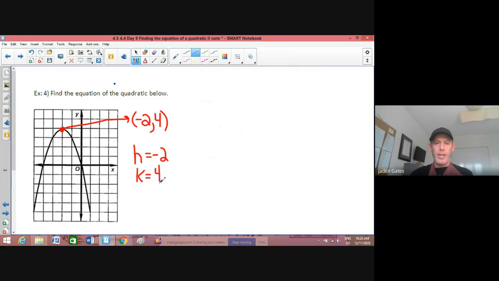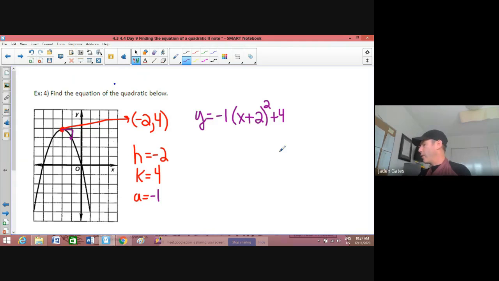But again, we've got to find the elusive A value. All right, so I go back to my vertex, see what happened here. So I went over 1 and then down 1 to get to my next point. So over 1, down 1, that means A is -1. All right, so now writing the equation of my parabola, I got y equals my A value, -1, times x minus, my H value is -2 here. So this minus sign and this minus sign come together, give me a positive. All right, and squared. And my K value is +4. And there we go.